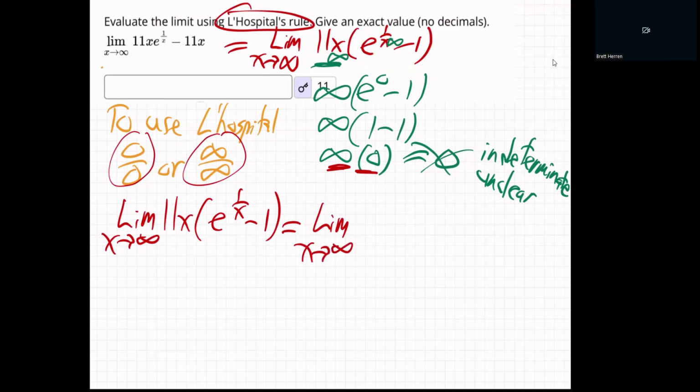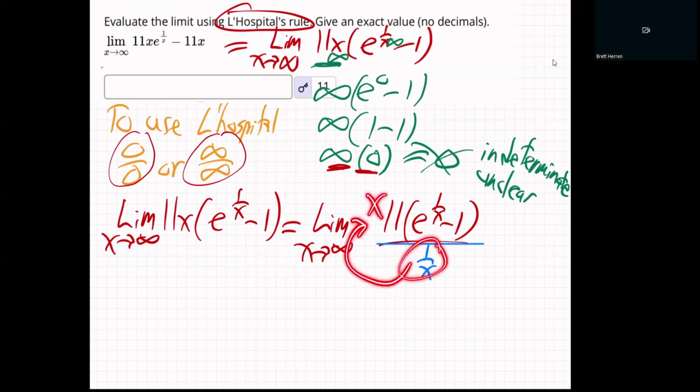We're going to leave the 11 and the e to the 1 over x minus 1 on top over 1, and put down here 1 over x. Do you see that's the same thing? If I said that 1 over x could flip back up, it'd be x over 1. It would just be x. It's the same thing. I just grab that x and move it down as a 1 over x.